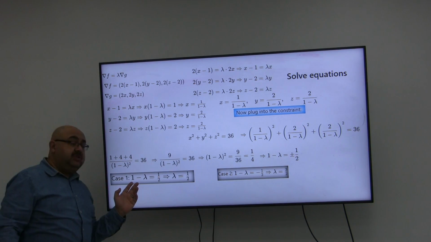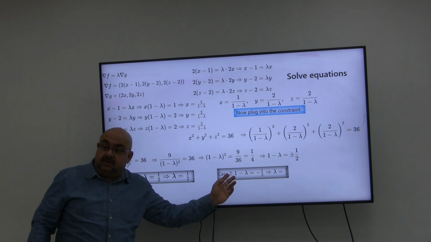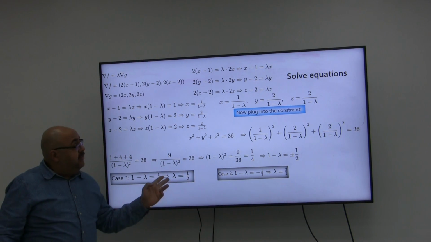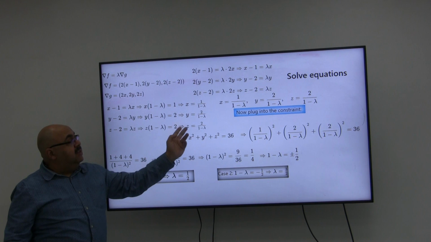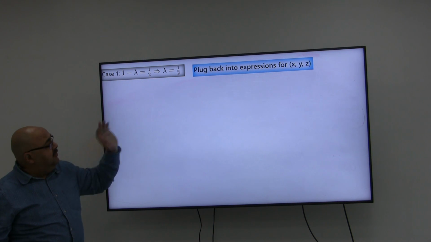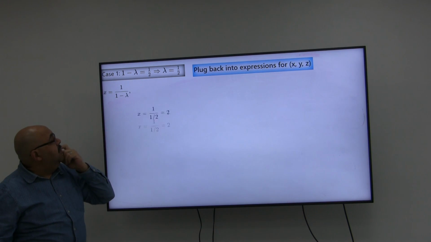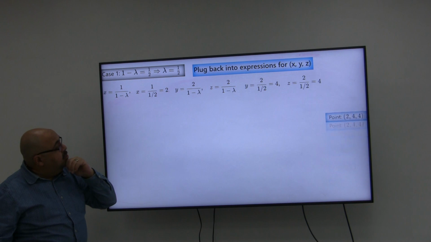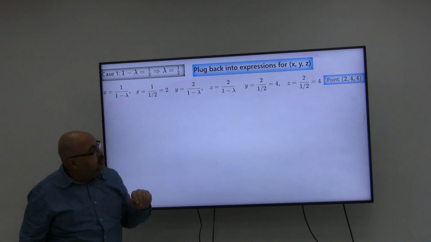So this is the first case. That's the second case. I will take each one of them and substitute in x, y, and z, because both of these two cases are identified for the time being. So this is half, just to plug them into the expressions for x, y, and z. You have now the value, the point is 2, 4, 4.